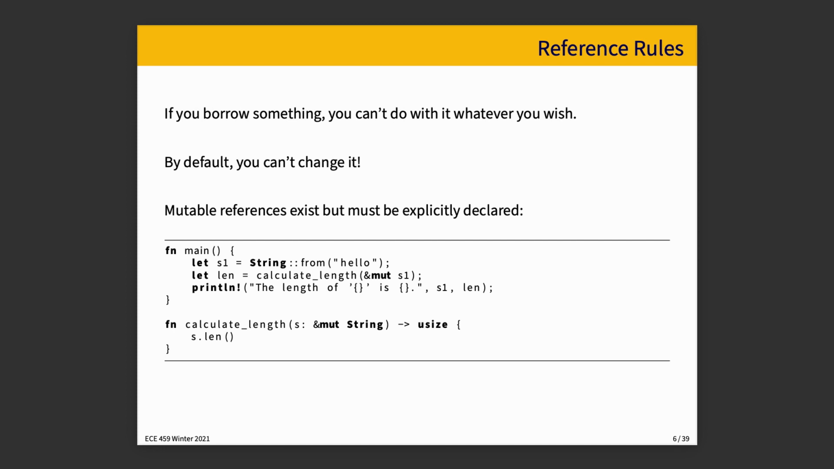Mutable references exist, but like mutable variables, they must be explicitly declared, and you specify that you want a mutable reference. Just like we specify on the creation of a reference, you specify ampersand mut, both at the call to the function and in its definition. So again, we have to be very explicit about when we want things to be mutable. By default, we don't want that.